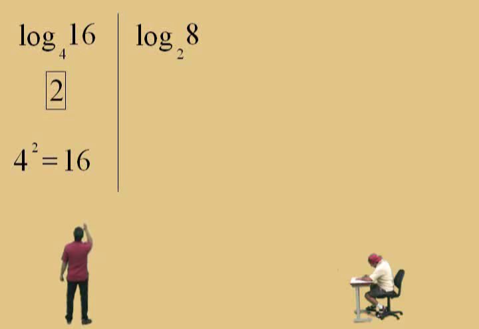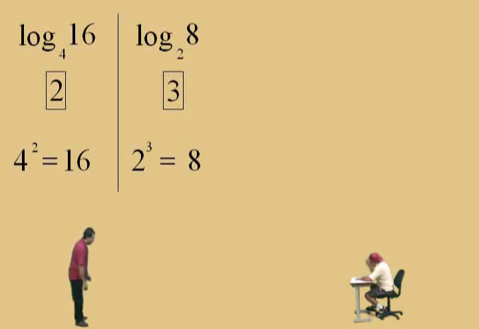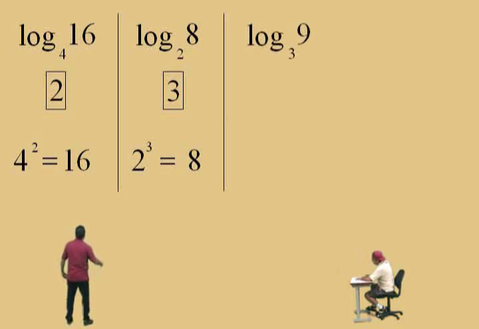Now, let's do another one. Log base 2 of 8. So, Charlie, this logarithm is asking you, what do I raise base 2 to the power of to get 8? And what is it, Charlie? 3. 3, that's right. That's because 2 raised to the third power is 8.